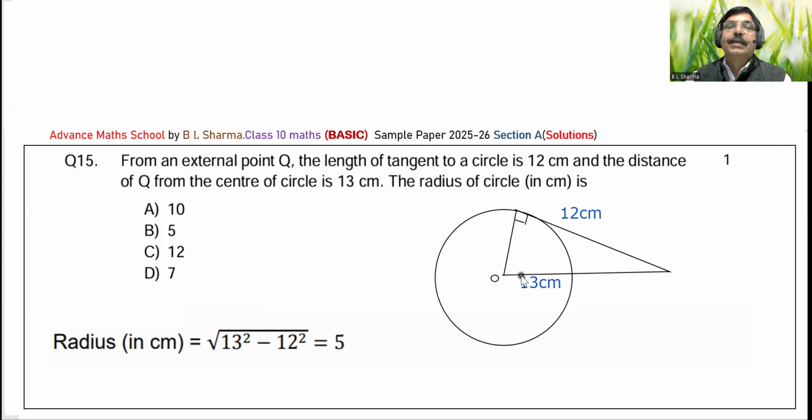Radius, this one. We know this angle is 90 degree because the angle between radius and tangent at the point of contact is 90 degree. This is 12 centimeter, this is 13 centimeter. So we can apply Pythagoras theorem. Hypotenuse square is equal to the sum of the squares of the remaining two sides. So radius square plus 12 square is 13 square. So radius square is 13 square minus 12 square. 13 square minus 12 square is 25 and square root of 25 is 5. So the radius will be 5 centimeter.